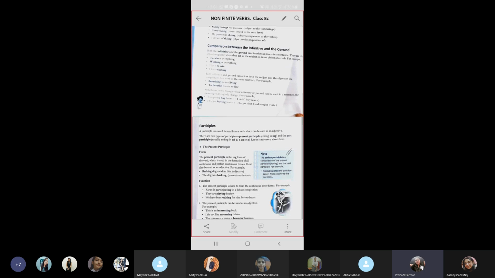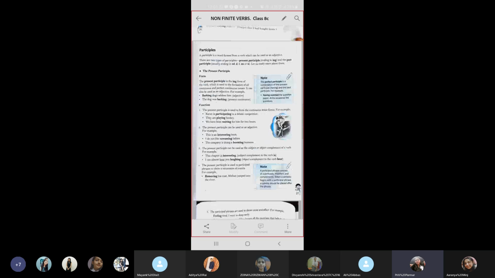Then we talk of participles. A participle is a word formed from a verb which can be used as an adjective. Please underline this before you move further. So what is the participle? A participle is a word formed by a verb. That means the verb is helping in its formation, and it can be used as an adjective also. Now there are two types of participles: present participles which end in ing, and past participles which end in ed, t, en, d or n.